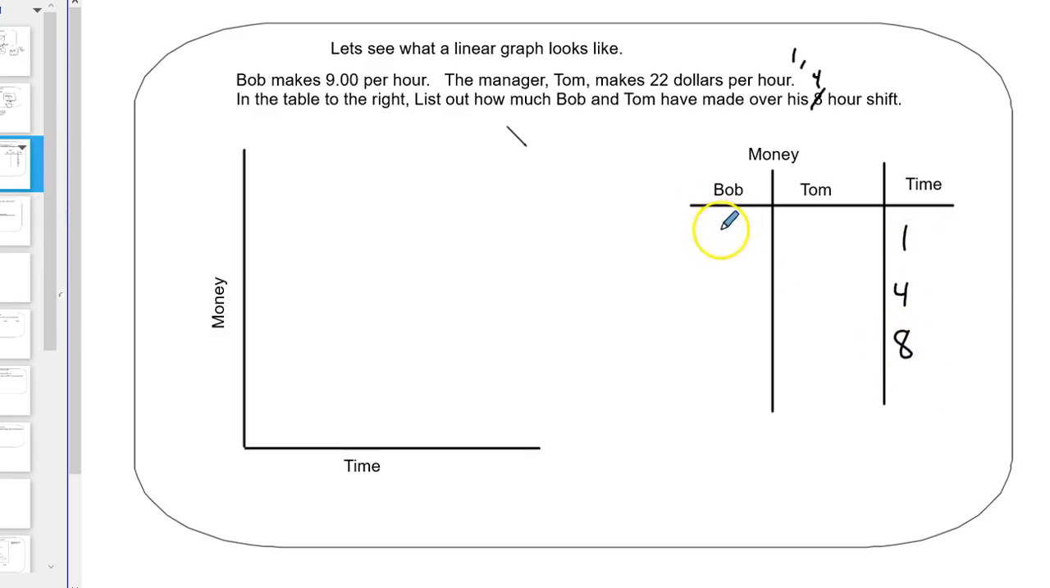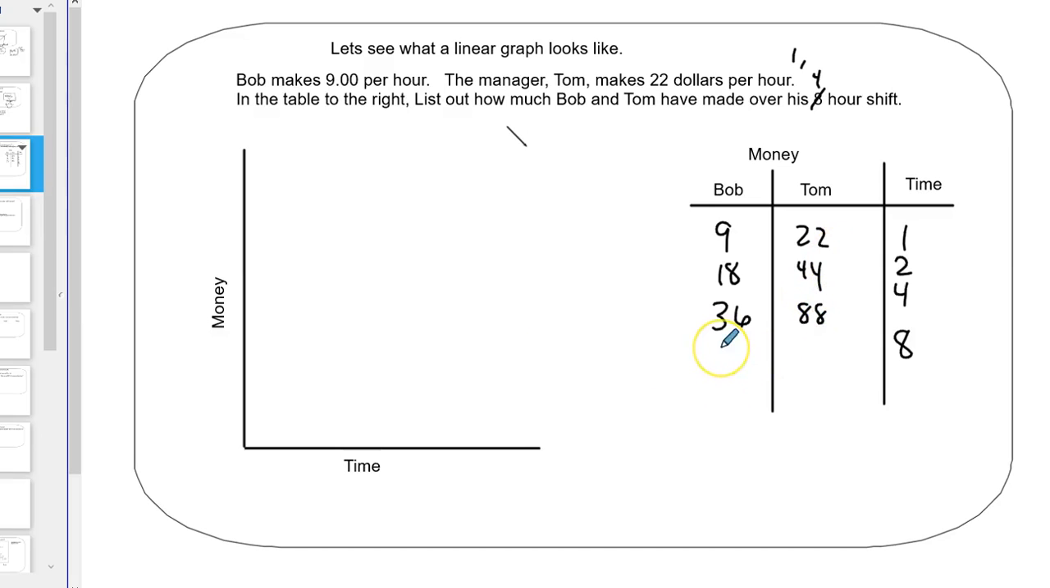Okay, so 1 hour Bob makes 9, Tom makes 22. For 2 hours, it'd be 18 and 44. So you can grab your calculator here, and you can easily punch out the dollars per hour. And in this case, 4 times 9 is 36. 4 times 22 is 88.